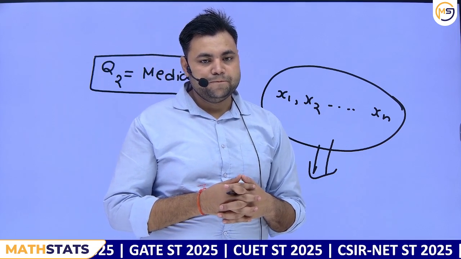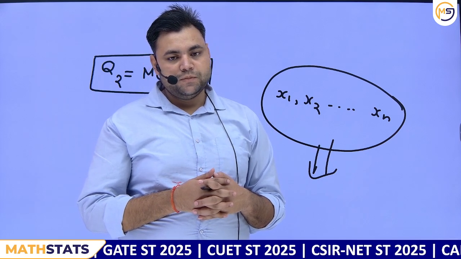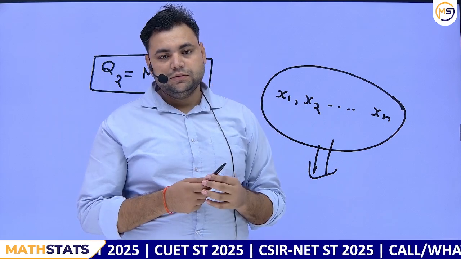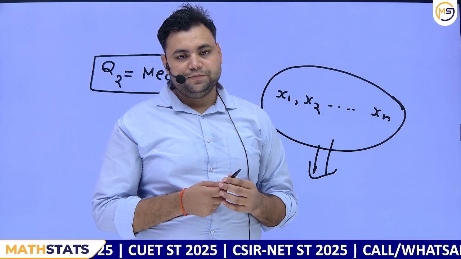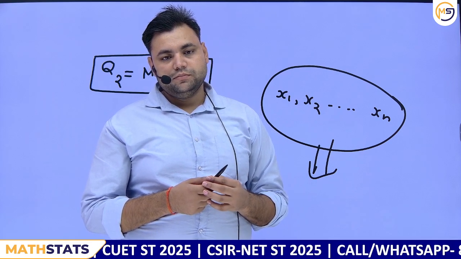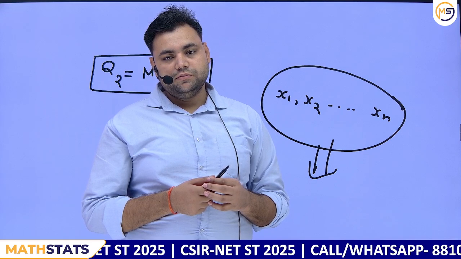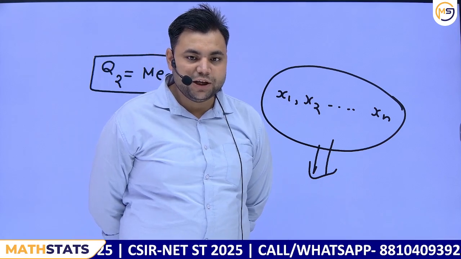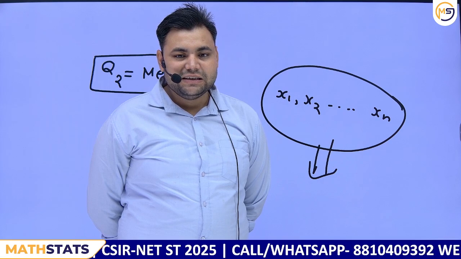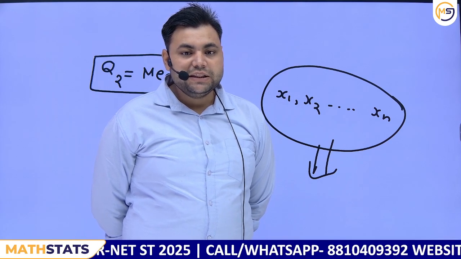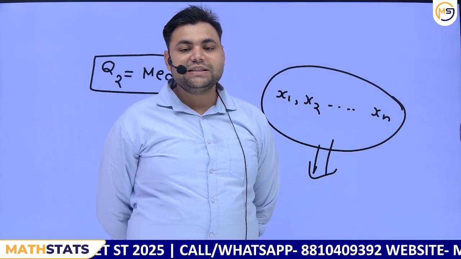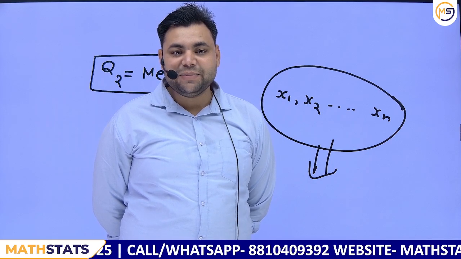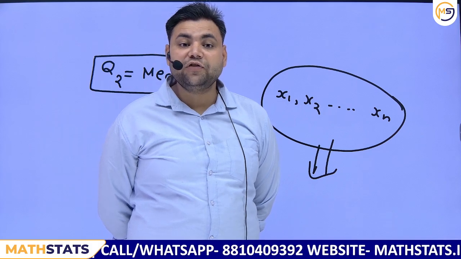Quartile deviation is Q equal to 1 by 2 times (Q3 minus Q1). Not Q2 minus Q1, but Q3 minus Q1. This is the quartile deviation, or the semi-interquartile range. But I am talking about how you find the quartiles.